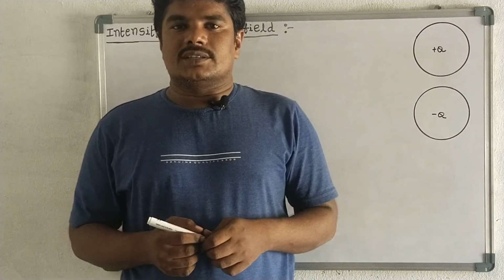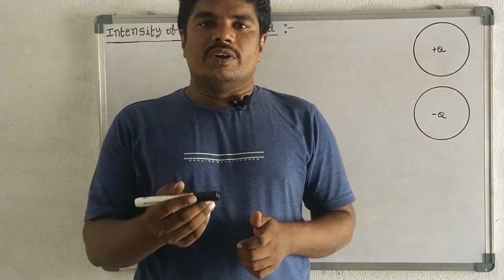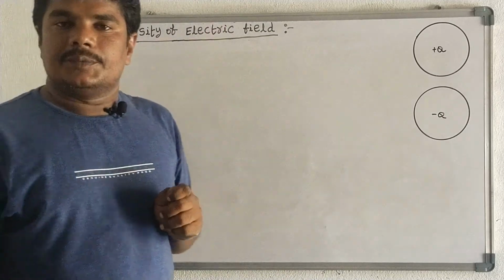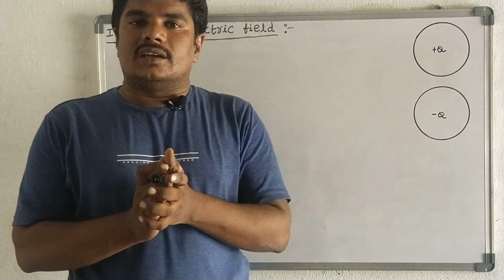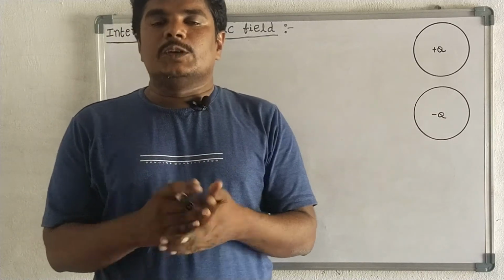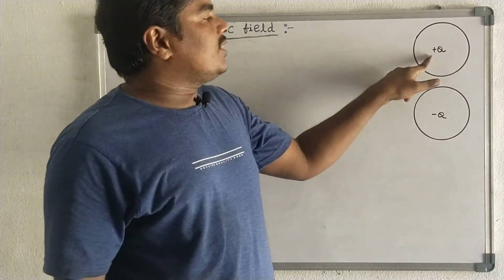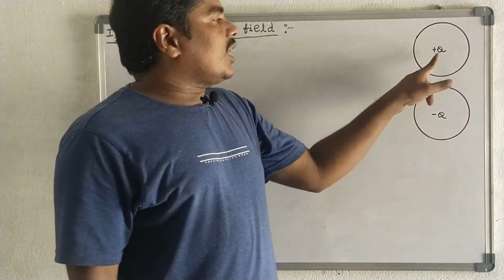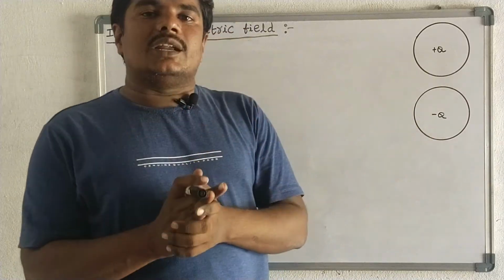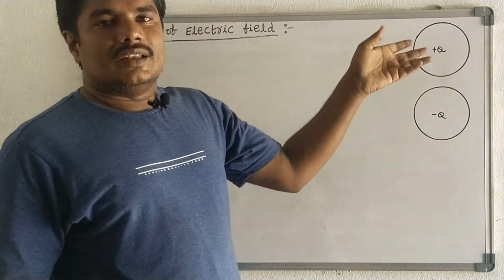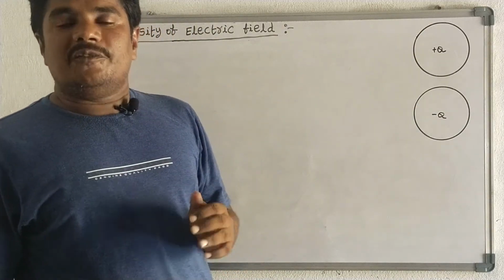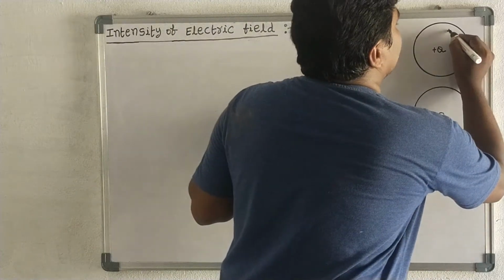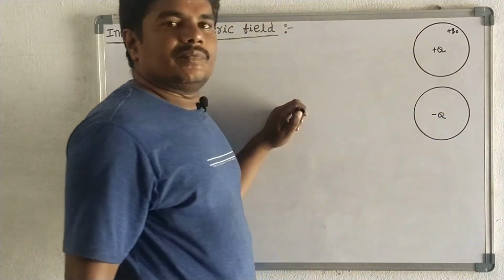Good morning students. Today in this class we discuss intensity of electric field. Let us consider a charge. It may be either a positive charge or a negative charge. This charge creates some electric field around it like this. A unit positive charge is represented by plus Q naught.